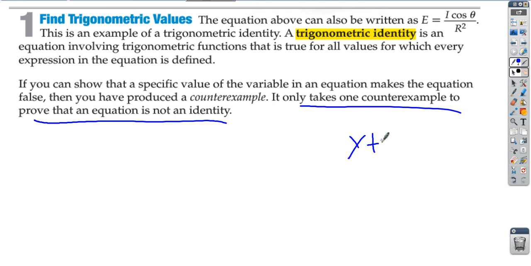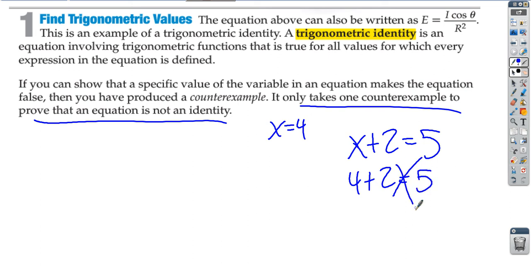So let's use the one we just did. I'm going to prove that this is not an identity. Here's a counterexample. If I plug in 4 right here, those are not identical. So that is not an identity. It is an equation, but a counterexample just means find a single thing that shows that it's false.